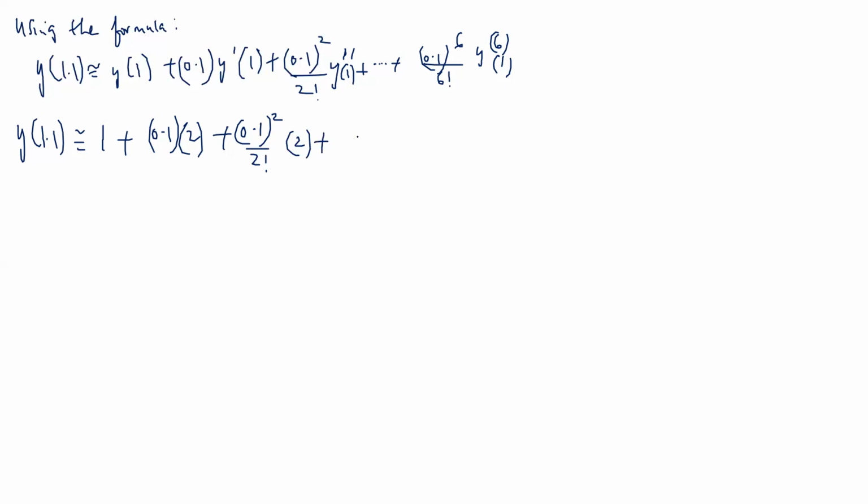Okay, this pattern continues, and then we have 0.1, we cube it. We divide by 3 factorial. And then what was the cube? It was minus 4. And then we have 0.1, we raise to the fourth power. We divide by 4 factorial. Okay, what was the fourth one? 10.